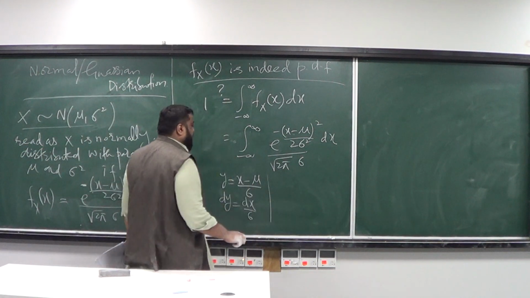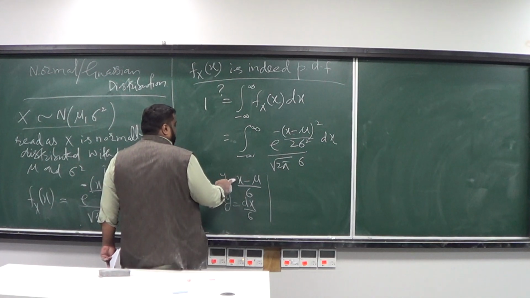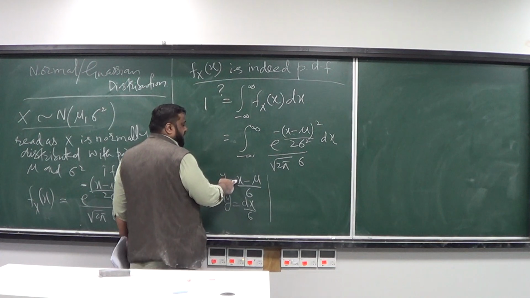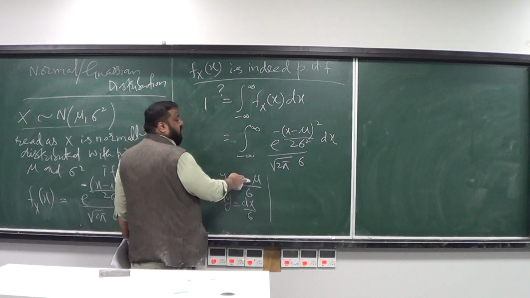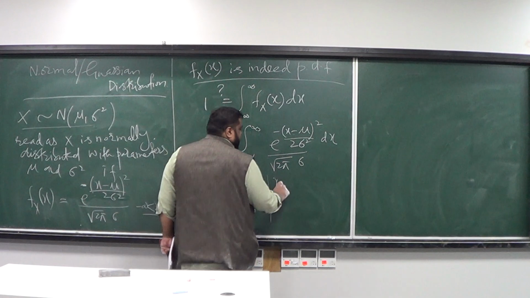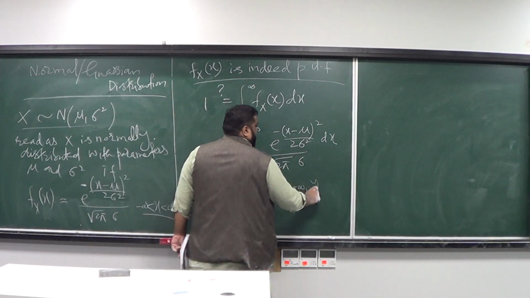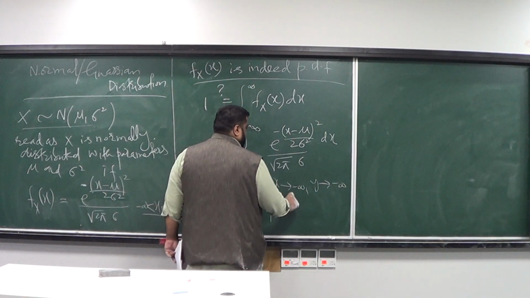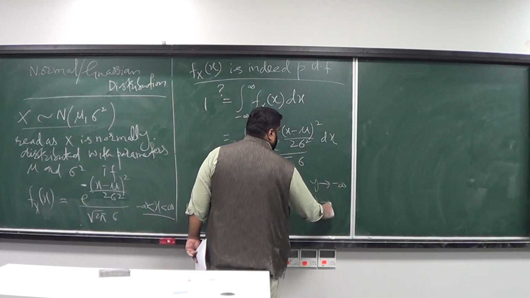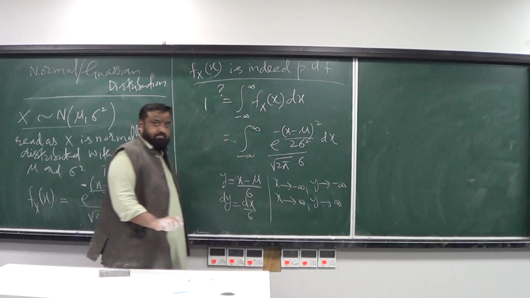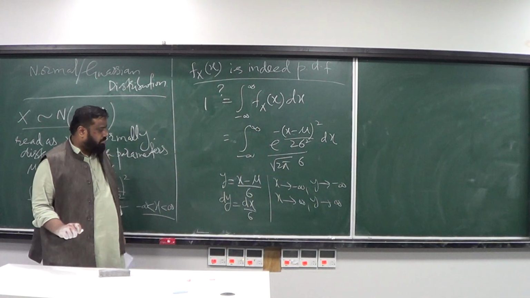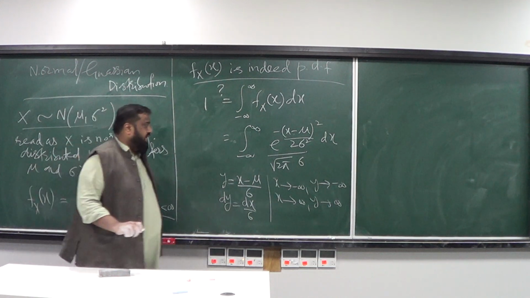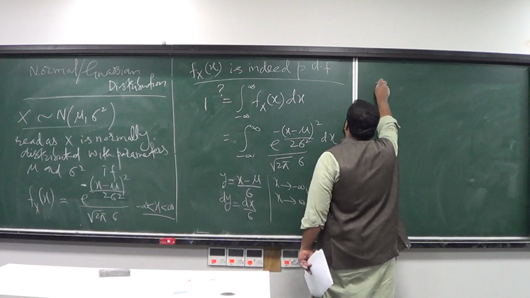What would be the impact on the limits? If you take x going to minus infinity, then you have minus infinity minus mu, so y would go to minus infinity. In other words, as x goes to negative infinity, y would also go to negative infinity, and as x goes to positive infinity, y also goes to positive infinity. Okay, and let's see what we get. We're going to get something interesting.